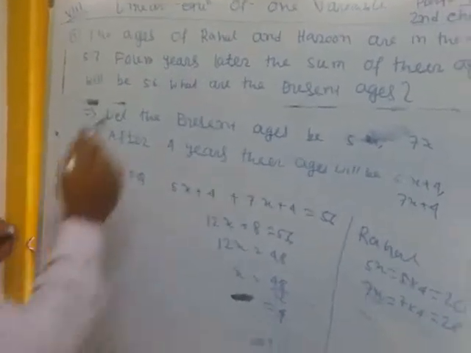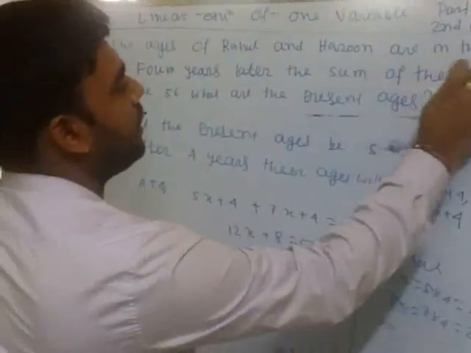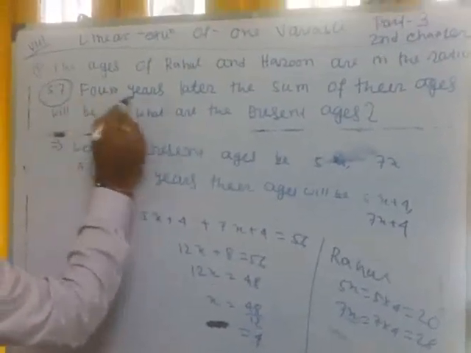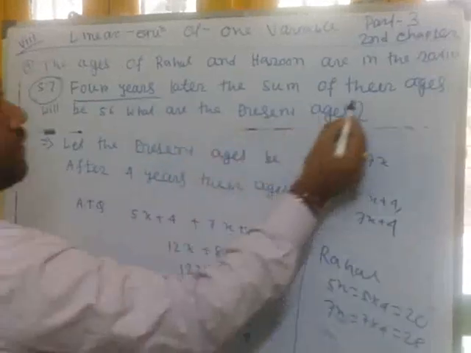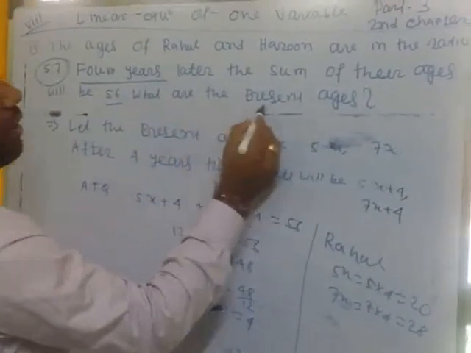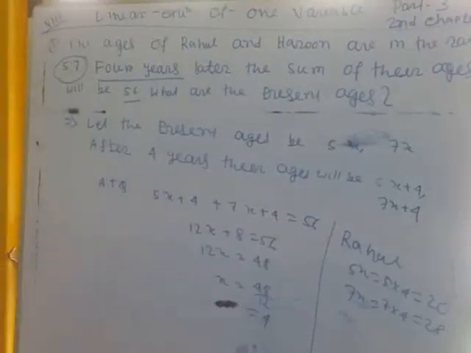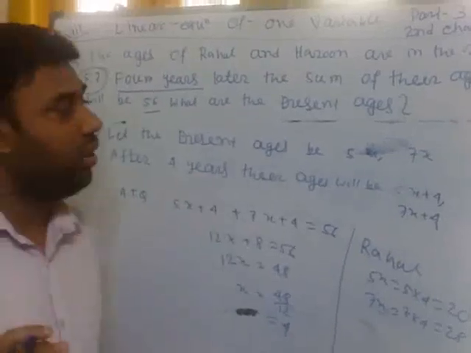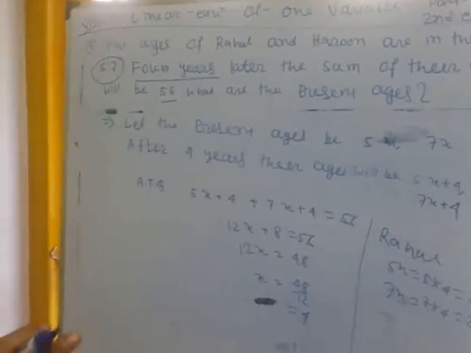The ages of Rahul and Harun are in the ratio 5:7. 4 years later, the sum of their ages will be 56. What are the present ages? So, here ages are of two persons, Rahul and Harun. Their ages are given in the ratio.